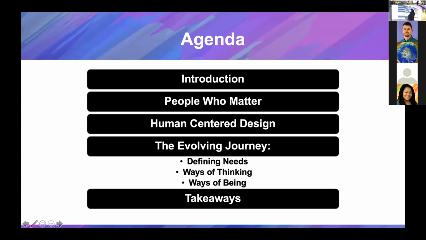All right. So this is my agenda for the day. I'm first going to introduce myself a little bit better. Then I'm going to talk about people who matter and how we figure out who those are. Then a little bit on human-centered design, because you all have just had an amazing crash course in human-centered design. And then I'm going to talk about what this evolving journey is, or at least what I think it is, right? So I think it involves defining needs, trying to understand the way people think, and then understand the way people are, the way they exist, right? And hopefully you'll have some takeaways. If not, you'll let me know, okay?